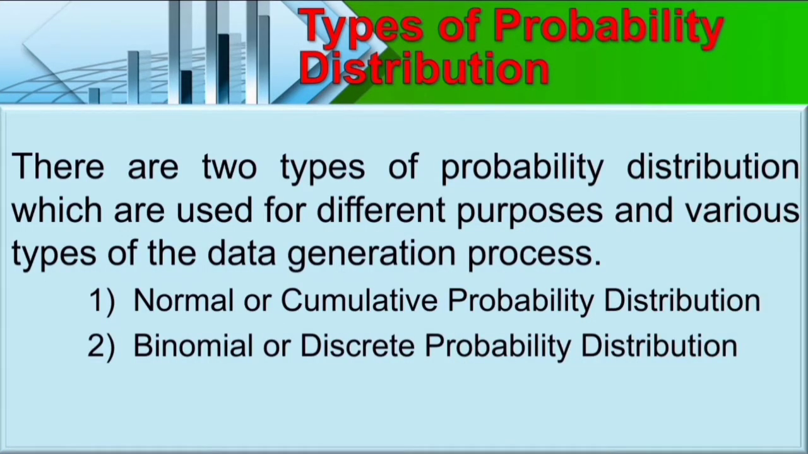Types of probability distribution. There are two types of probability distribution which are used for different purposes and various types of data generation process. Number 1, normal or cumulative probability distribution, and number 2, binomial or discrete probability distribution.